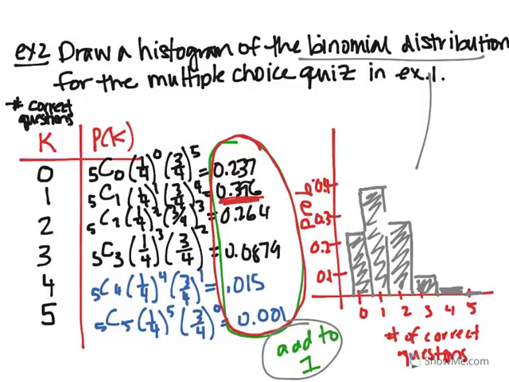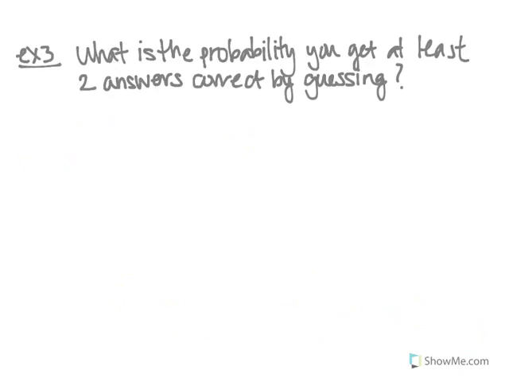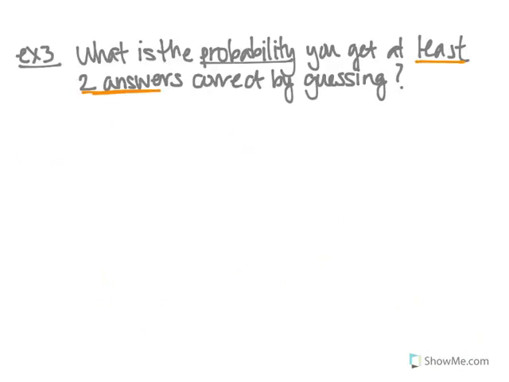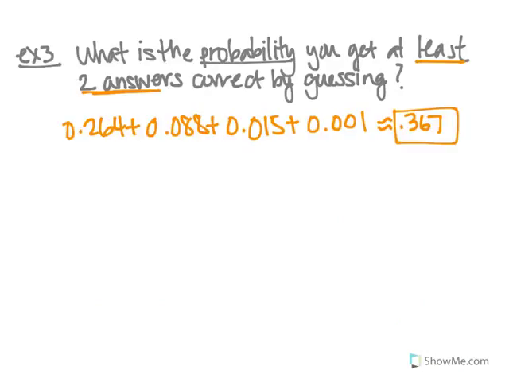So in this next question, I want you to tell me what the probability is that you get at least 2. So at least means 2 or more. So if you look back at the diagram or the table that we did here, 2 or more would be all of these guys right here. That's at least 2. So I'm going to add all those together. So when I add all those together, I get about 0.367 if I don't round. And that would be the probability of getting 2 or more correct.